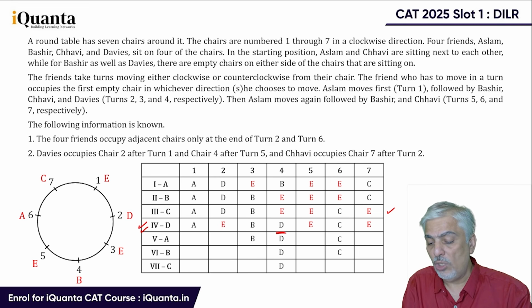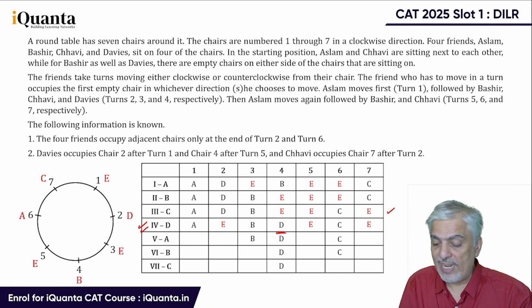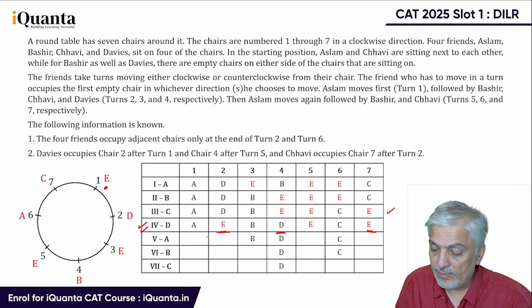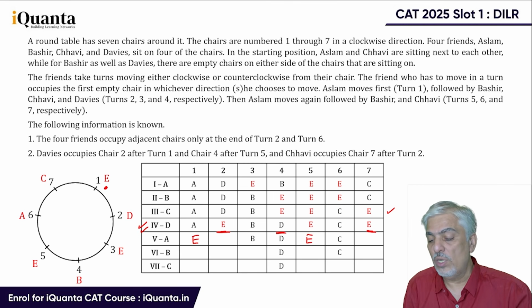Now again, same logic. A has to move and he has to move in such a way that at the end of round 6, they have to be consecutive. So where all can A move? A is at 1. If A is at 1, if it goes clockwise, it can come to 2, which is empty. If it goes anti-clockwise, it can go to 7, which is also empty. So it can move only to 2 or 7. So at round 5, this will be empty because A will get up from there. And this will be empty because A cannot reach here. So it will go either to 2 or 7.